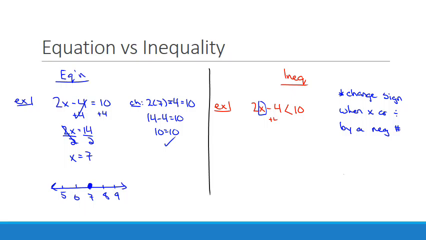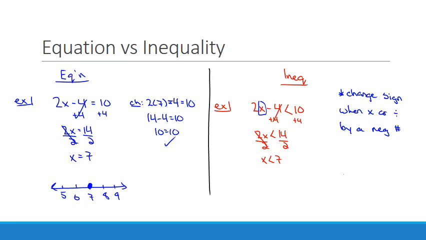So I'm going to add 4. Add 4. I didn't divide or multiply by a negative, so I keep my inequality sign facing the same way. That's 14. Divide by 2. Divide by 2. I'm dividing, so it's possible, but it's a positive number, so I don't have to change the sign. So that's saying x is less than 7.